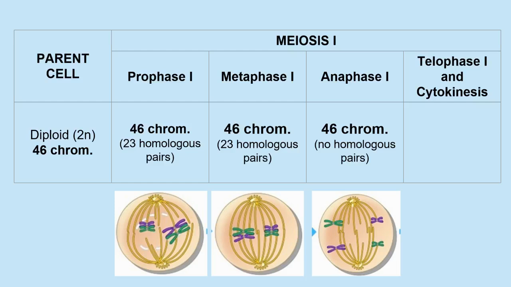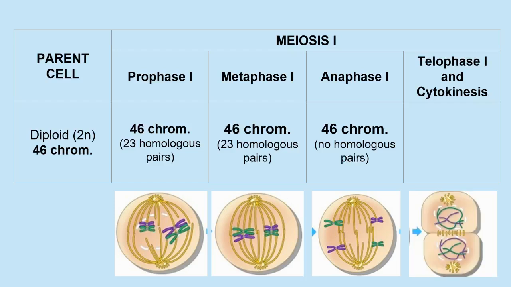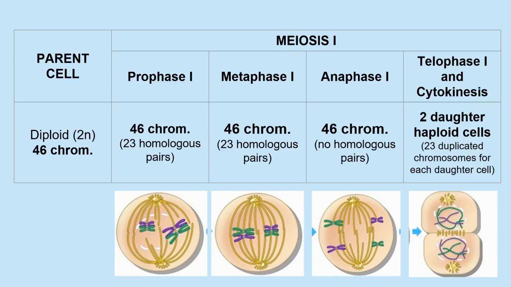So the telophase I and the cytokinesis of meiosis I, it produces now 2 daughter haploid cells, 23 duplicated chromosomes for each daughter cell. Remember that after cytokinesis po, 2 daughter haploid cells now are formed. So yung 46 chromosomes po natin, hinati po sa dalawa, 23 chromosomes sa first daughter cell natin and 23 again to the second daughter cell po. Kaya 2 daughter haploid cells are formed with 23 duplicated chromosomes for each daughter cell.